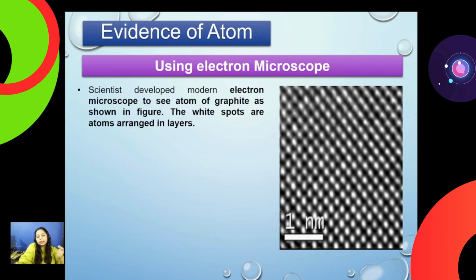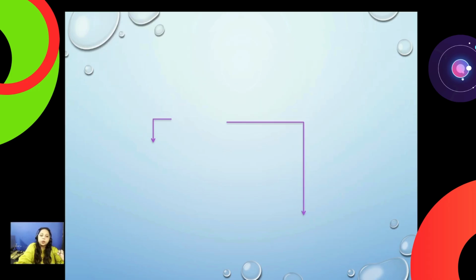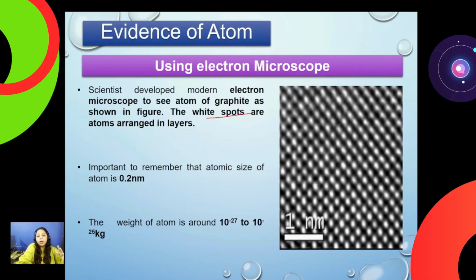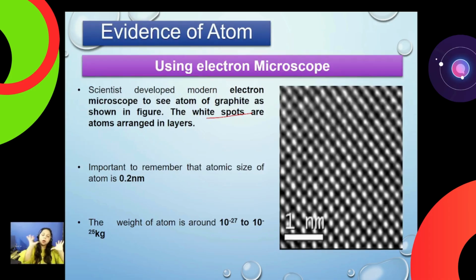So this is basically a diagram of graphite, where the white spots are the atoms that are arranged in the layer form. You might have studied this in IGCSE or O levels, where you have studied that the graphite atoms are arranged in the layer form, and that's why they are quite soft. They can be molded into different shapes. So atomic size is about 0.2 nanometer. The weight of an atom is around 10 raised to power minus 27 to 10 raised to power minus 25 kg. So this is all about an atom, how an atom looks like.